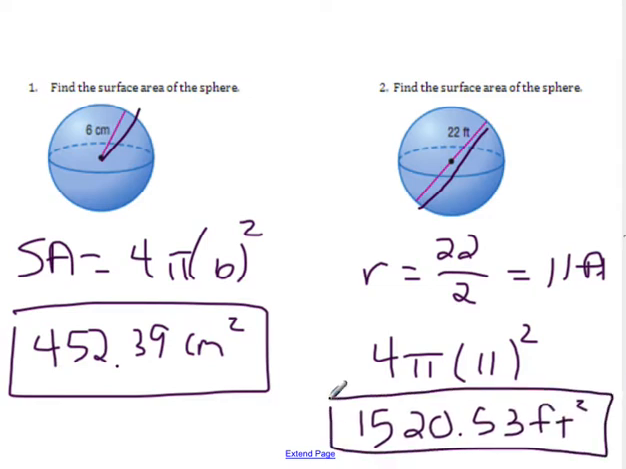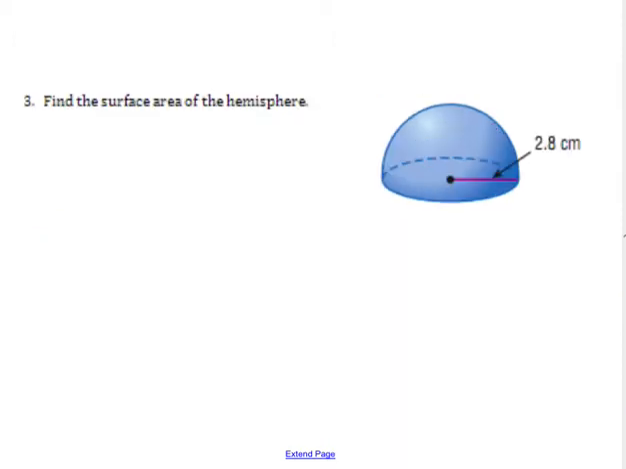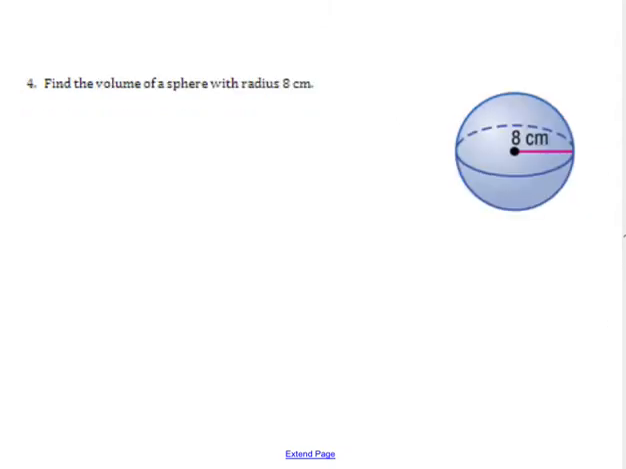And that's your final answer for number 2. Let's take a look at number 3. That is not the number 3 that you guys have, so we'll just add a page. There it is. Okay, so taking a look at number 3, find the volume of a sphere that has a radius of 8 centimeters. So we want to find the volume.